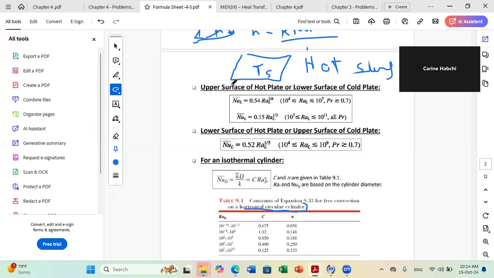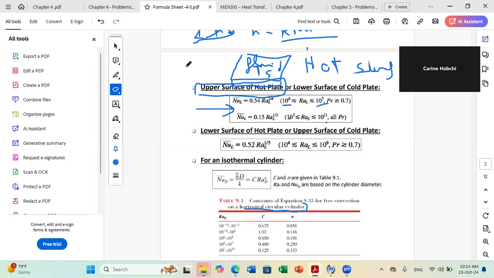So if we consider the plate, the upper surface is in contact with the fluid. So the fluid is in contact with the upper part. This is why we are in the case of the upper surface of a hot plate. So we can use these formulas, okay? Now, to know if we use the first one or the second one, we need the Rayleigh number. If Rayleigh is between 10^4 and 10^7, we use the first. If Rayleigh is between 10^7 and 10^11, we use the second.